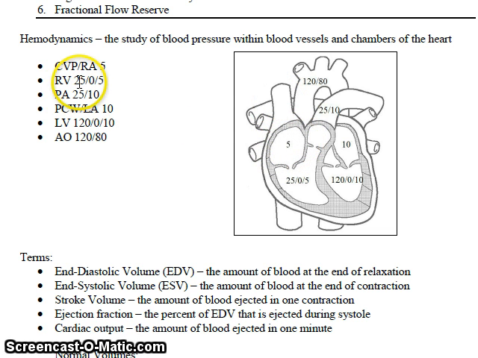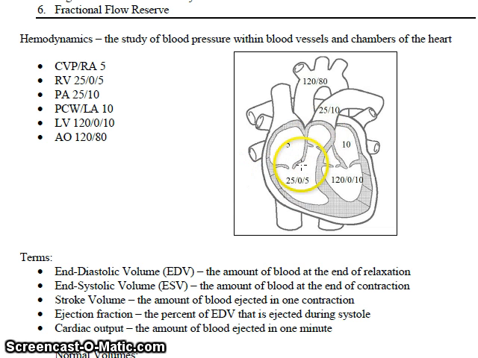Then you've got the RV, which is 25/0/5, which means 25 systolic. The diastolic goes to 0, and then 5 being the end diastolic pressure. So that's for the right ventricle. You have the PA, which is 25/10. So again, systolic over diastolic.